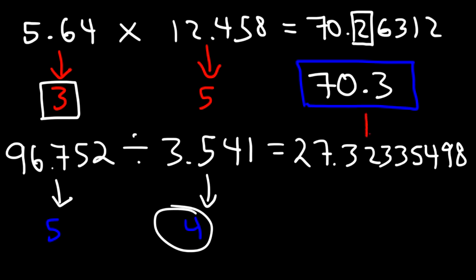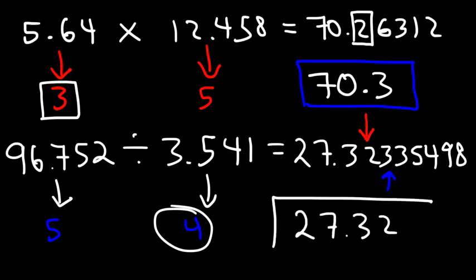Looking at the 4th digit, or the 4th significant figure, starting from the left, should we keep it at a 2 or should we round it up to a 3? Looking at the next number, it falls in the category of 4 or less. So we're going to keep the 2. Our final answer is 27.32.